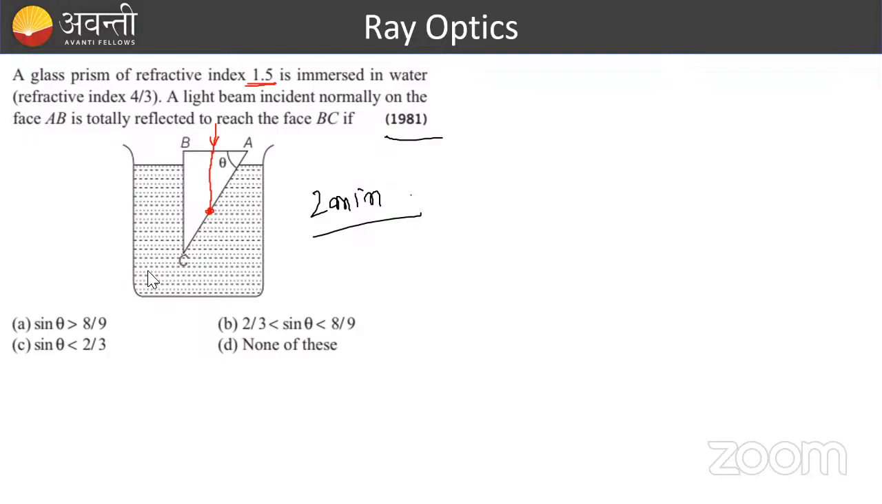What we have to show is that a light beam incident normally on face AB is totally reflected to reach the face BC. So, if this light is able to reach face BC, it means it is not going out, and it is getting totally internally reflected at face AC.